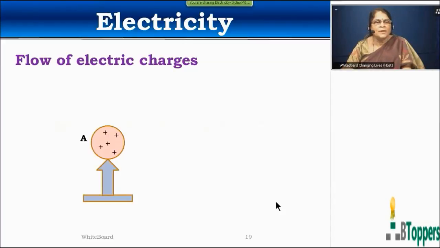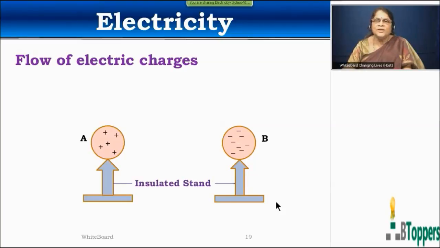We have a positively charged body A, which is electrically at a higher level. Then we have another charged body B, which is electrically at a lower level, and both of them are mounted on insulated stands. Now, if we provide a path to these two bodies, then it will be like this.